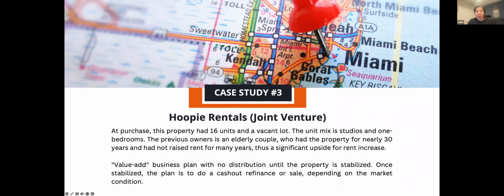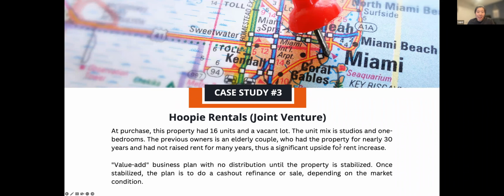It is my first multifamily investment. It's a smaller property, 16 units at purchase, and it also comes with a vacant lot. The reason I mentioned that is because when you are in a place like Miami, or any big city or downtown, if you own a lot, it's very valuable. So the lot itself was appraised for about $600,000.